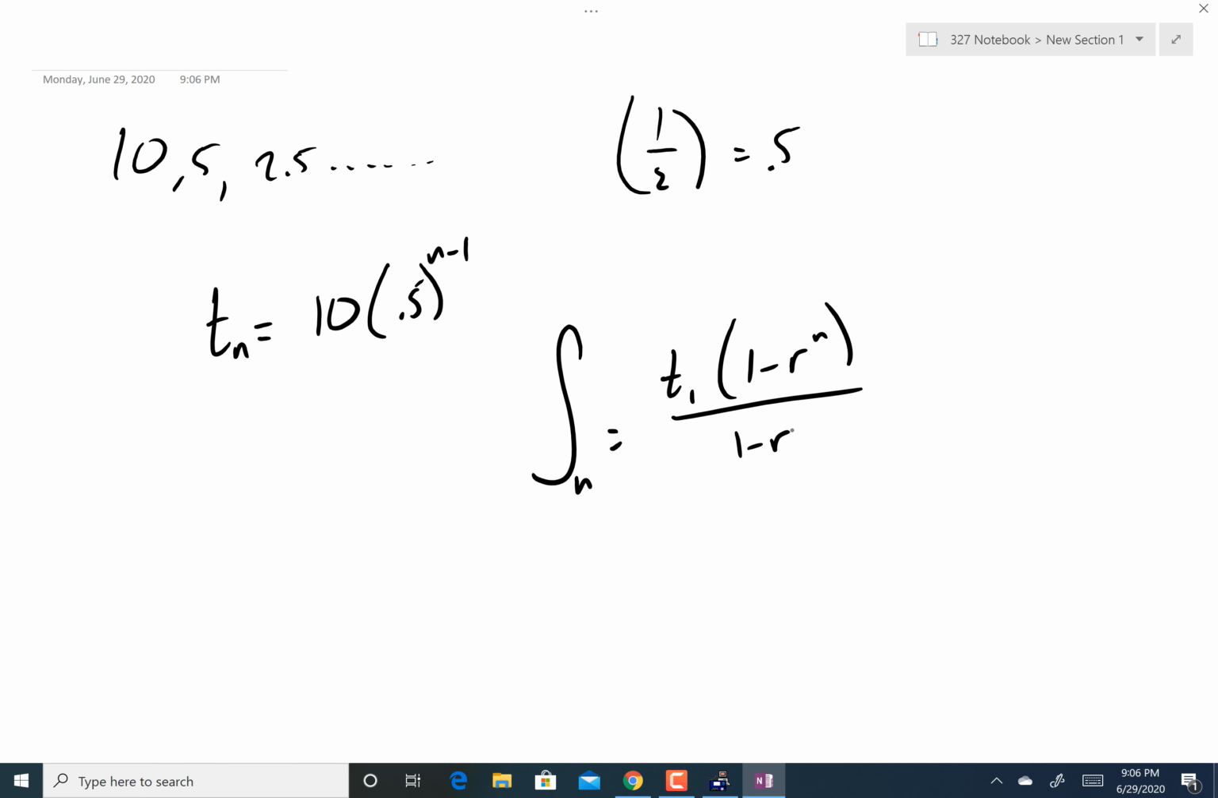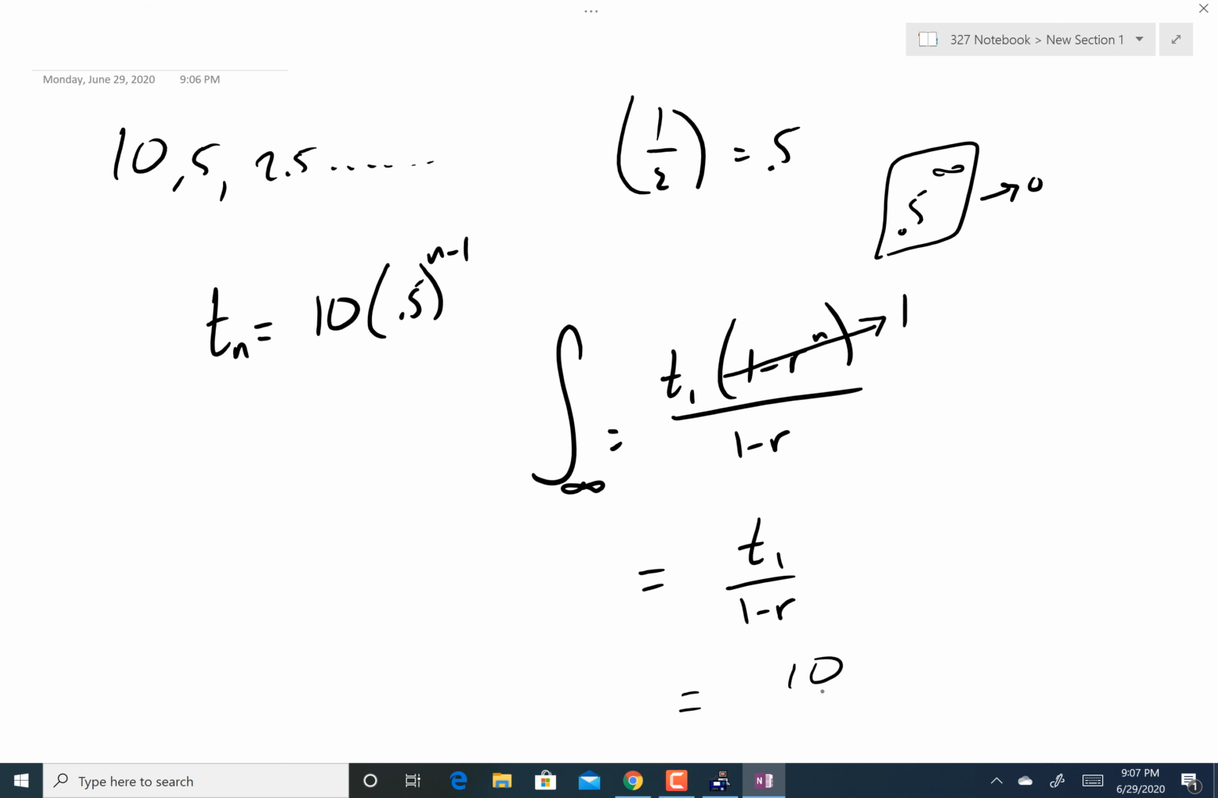Now wait, what happens to 0.5 to the n as this goes to infinity? This piece here tends to 0, which means this piece here tends to 1, because it becomes 1 minus 0 in essence. So for the sum of the infinite terms of this sequence, it would simply be t1 divided by 1 minus r. Or in this case, it'd be 10 divided by a half, which is equal to 20.